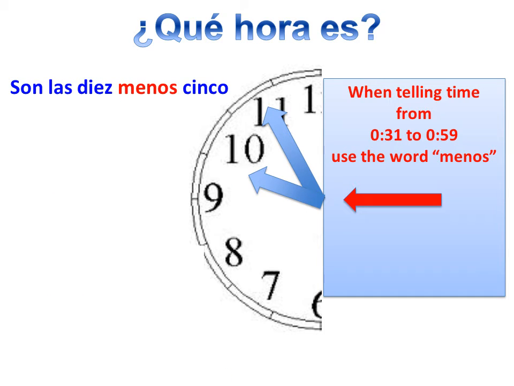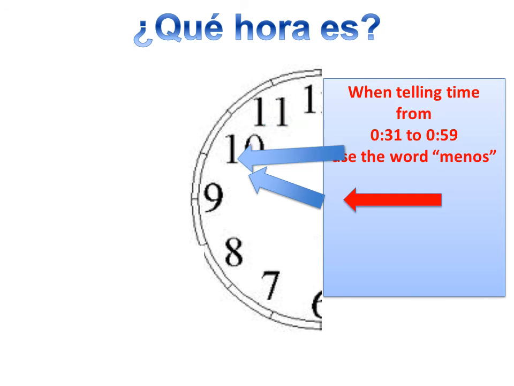So this time would be son las 10 menos 5. This is actually 9:55, but we rounded up 5 minutes to get to 10, and then we're going to subtract those 5 minutes in order to say it's 9:55. Okay? All right. This is kind of what we do in English too. If we say 5 till 10, it's exactly the same thing. Okay? This is how they tell time though on this side of the clock.